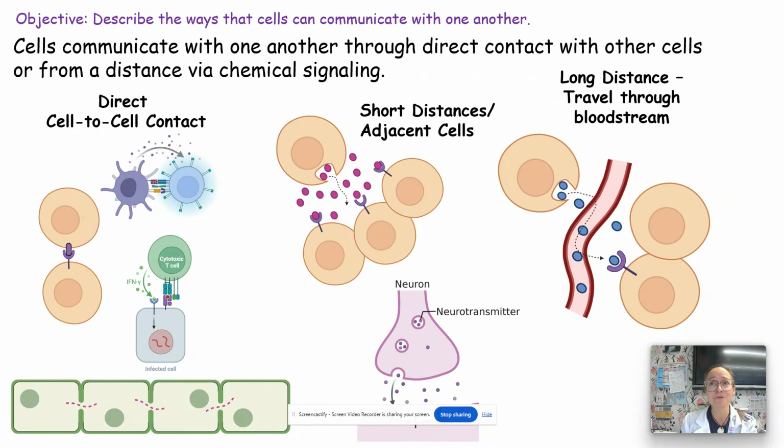If you need to understand any of these topics in more detail, I recommend hitting pause and then checking out my Unit 4 playlist where I have each of these topics in more detail. Okay, so let's begin with cell communication. So cells communicate in a variety of ways.